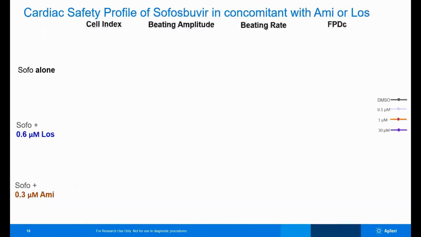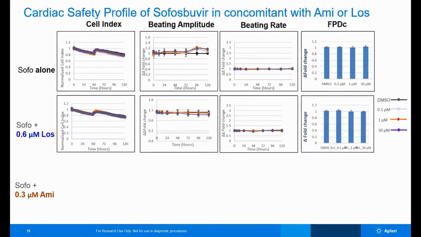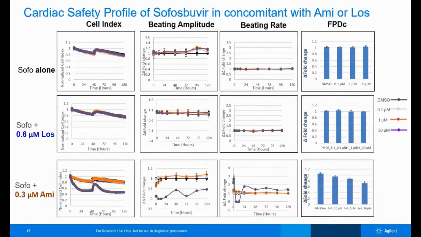So now I'm going to show you the results on the drug combination test. As I have showed you before, this HCV drug alone had a very safe profile. It didn't affect cell viability, contractility, and electrophysiology. When combined with losartan, it also appeared to be safe. However, when we combined it with amiodarone, it started to show an impact on cell viability and attachment, demonstrated by the decrease in the overall cell index.